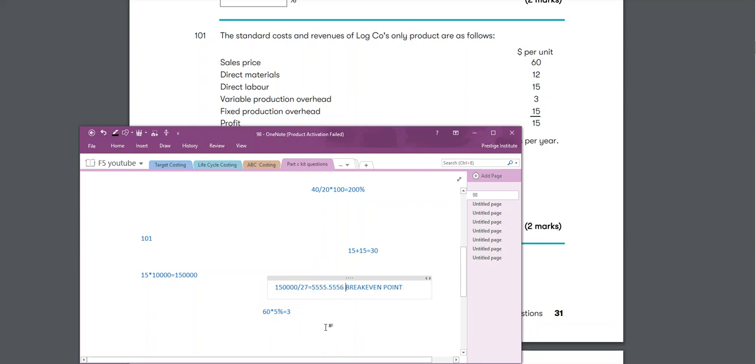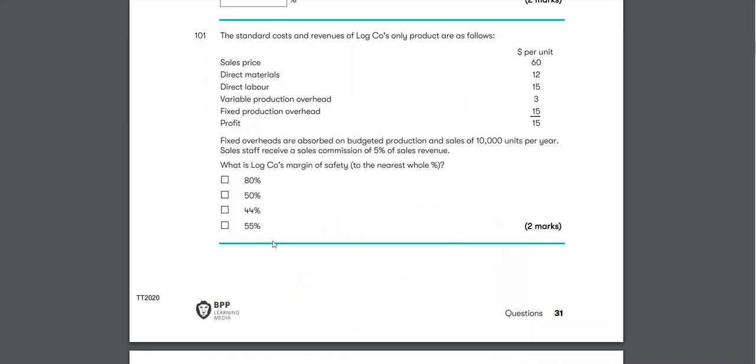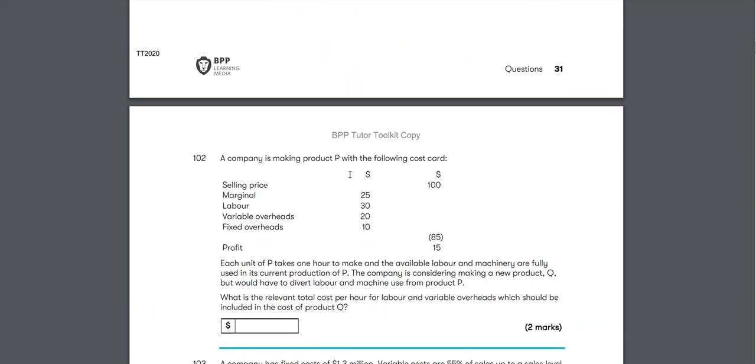It means 5,556 units. If our budgeted units are 10,000, minus 5,556, would be 4,444 margin of safety. Now taking that, dividing by the budgeted units, and multiplying by 100 will give us 44.44%. So I would assume C is correct.